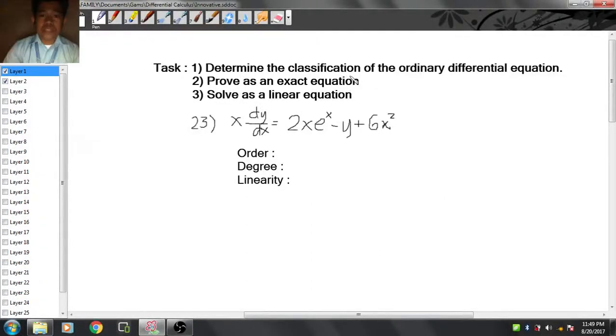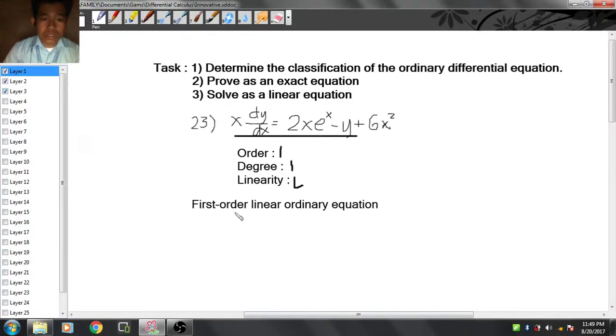So to determine the classification of this equation, we need first to identify the order, the degree, and the linearity of this equation. So first, the order of this equation is only a first derivative, so it is 1, and the degree of the order is also 1. Therefore, this equation is a linear equation. There, the classification of this equation is a first order linear ordinary equation.